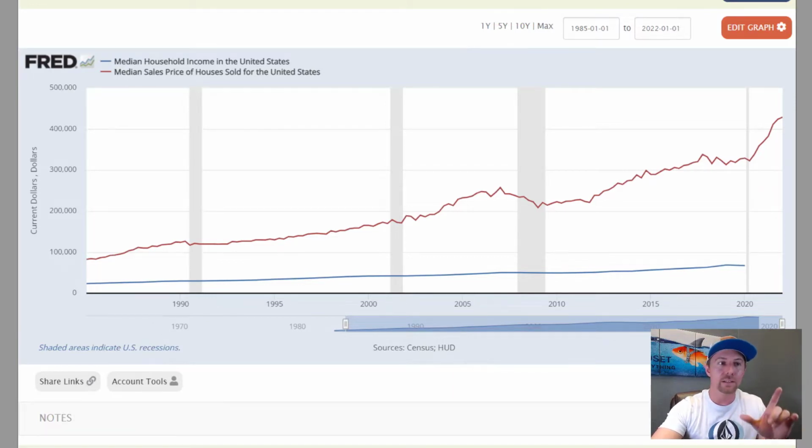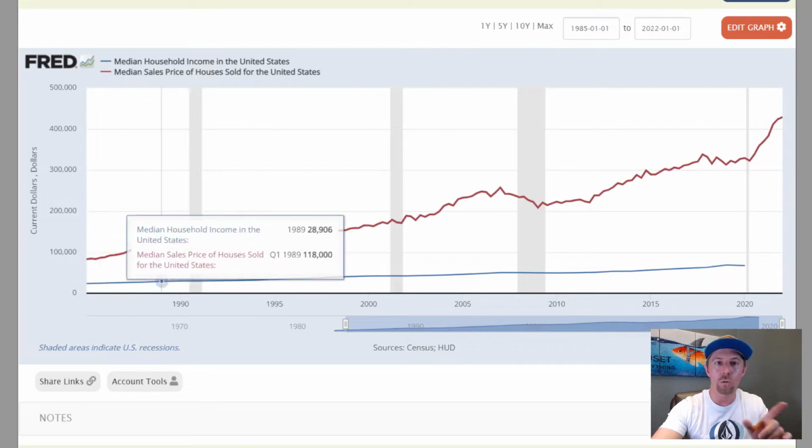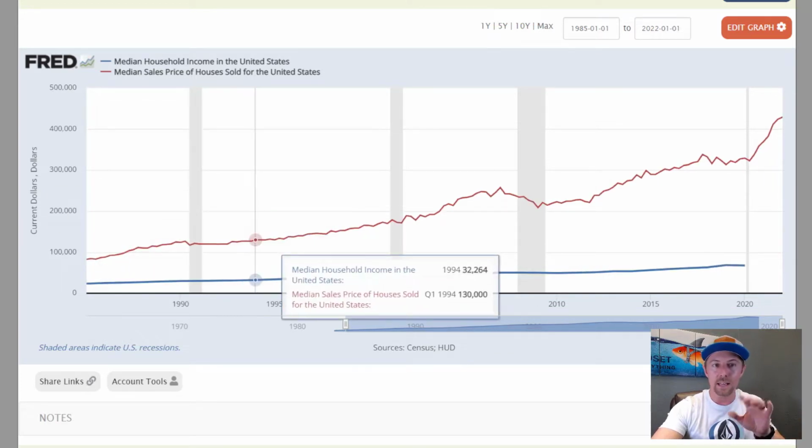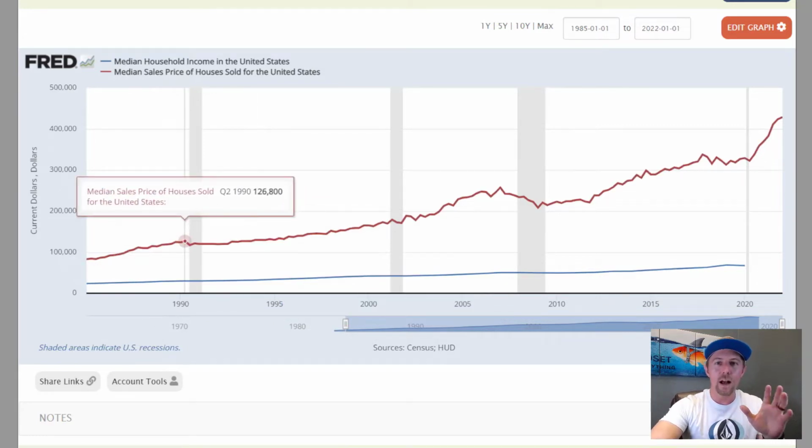Now, I've gone back to 1985 all the way up to present day. The income side of things only shows up to 2020. I guess they haven't got the reporting for 2021 yet, but we'll discuss that because I pulled some data from Google here as well. So there are a couple key points that I want to bring to your attention.